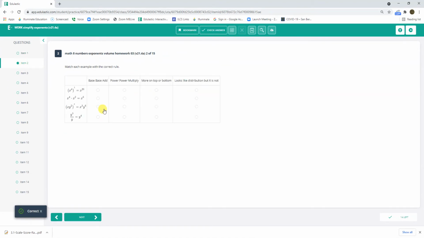Item number 2. X to the 4th raised to the 5th power equals x to the 20th. That's an example of power multiply. X to the 4th times x squared equals x to the 6th. That's base, add. It looks like distribution, but it's not. That'd be x to the 3rd, y to the 6th. And this last one is an example of more on top or bottom.